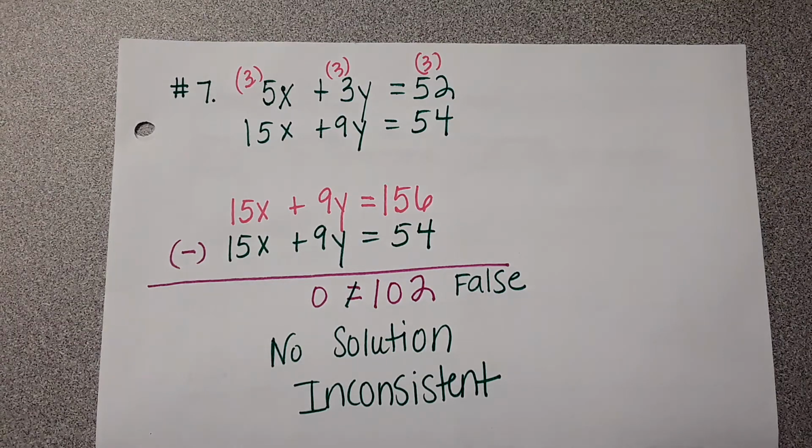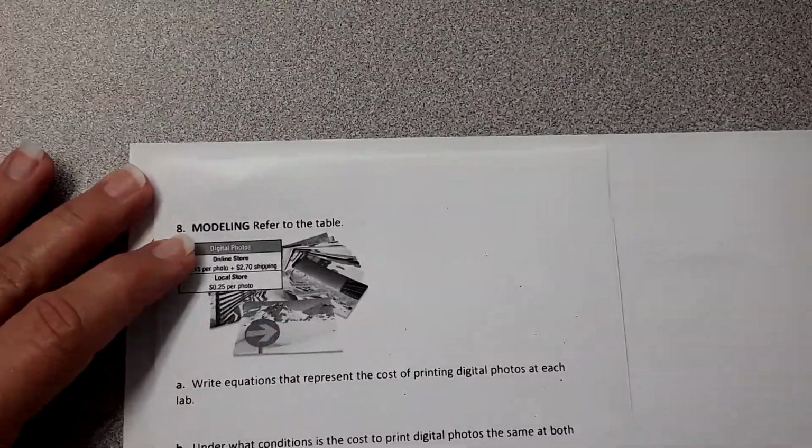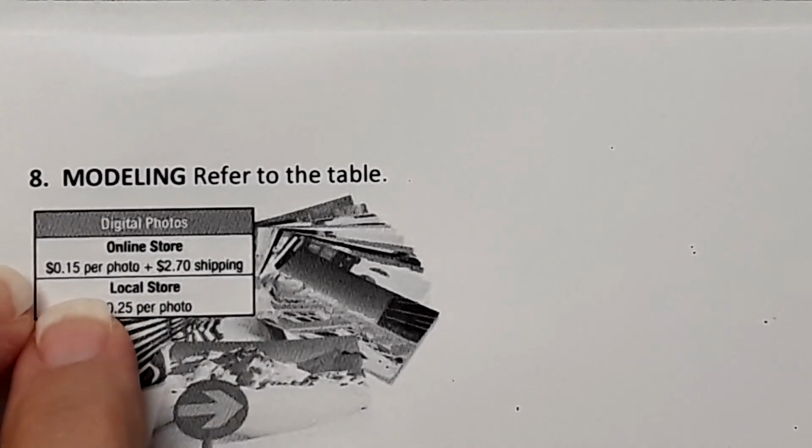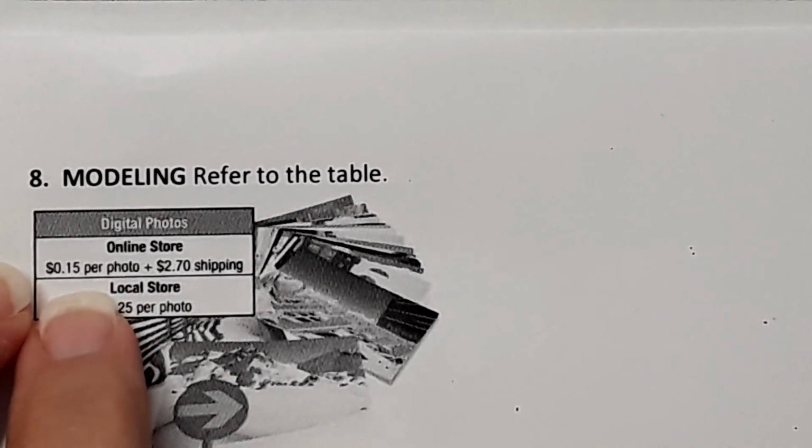And number 8 is a table, it's a word problem, and we're going to set up an equation and then we're going to solve the equation, okay? So I'm going to take this away and I'm going to show you something, okay? So right here. So if we have an online store that, if you purchase photos, you get them for 15 cents plus $2.70 for shipping. Or you can just go to the local store.